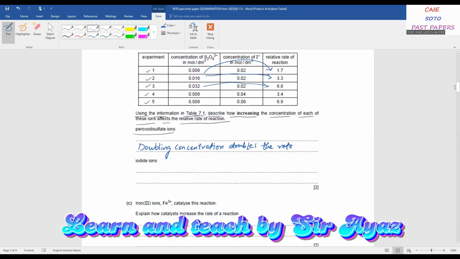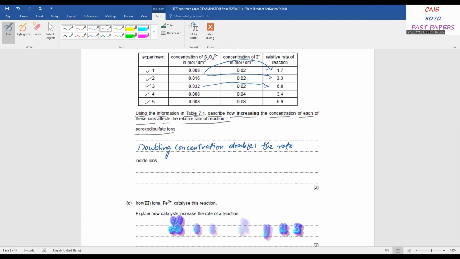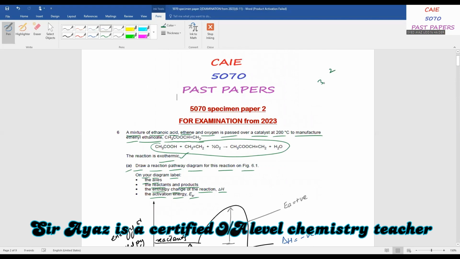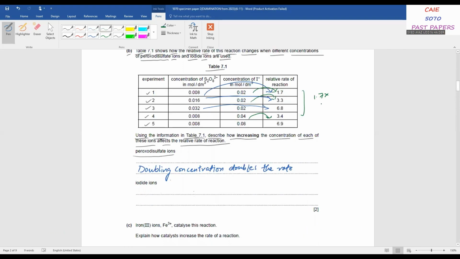What about iodide ion? Look at the concentration of iodide. 0.02 gives 1.7. At 0.02 again, it's increasing to 3.3. Now if you increase to 0.04, what's happening? The rate doubles, 1.7 to 3.4. 1.7 multiplied by 2 gives 3.4. Similarly, if you have 0.08 concentration of iodide ion, again the rate doubles. So 3.4 multiplied by 2 gives 6.8, and here it's 6.9. So the same, doubling concentration doubles the rate.